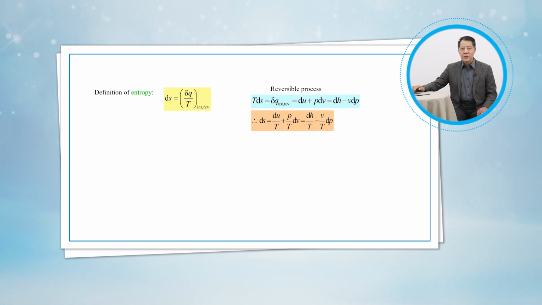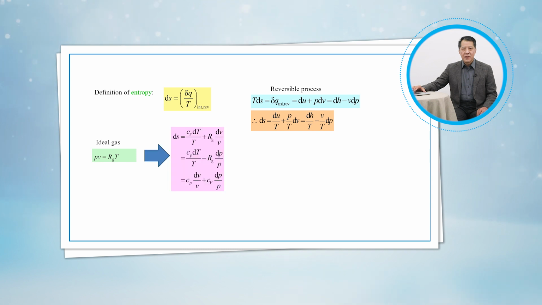Recalling the first law for a reversible process, we have the entropy change. For an ideal gas, the equation of state is Pv = RT. The entropy change for a reversible process can be expressed as follows.